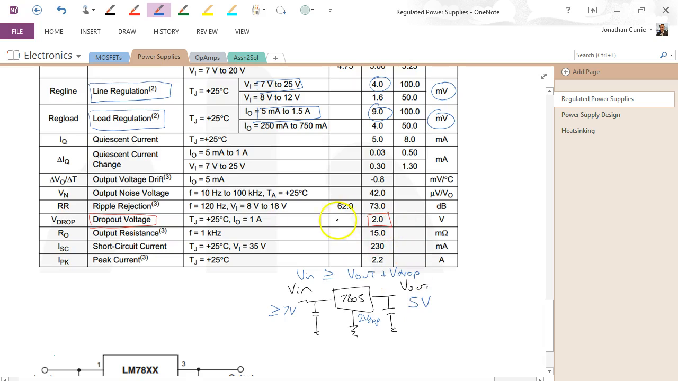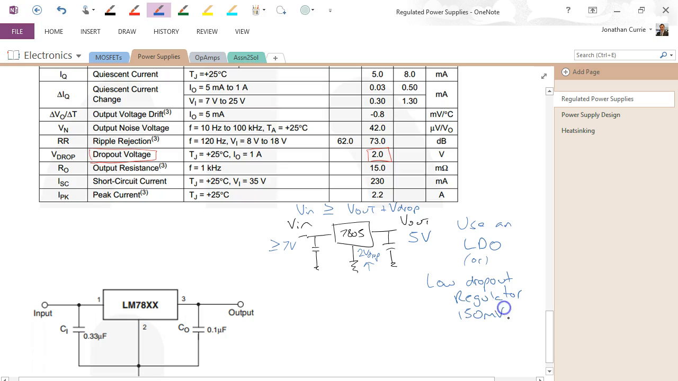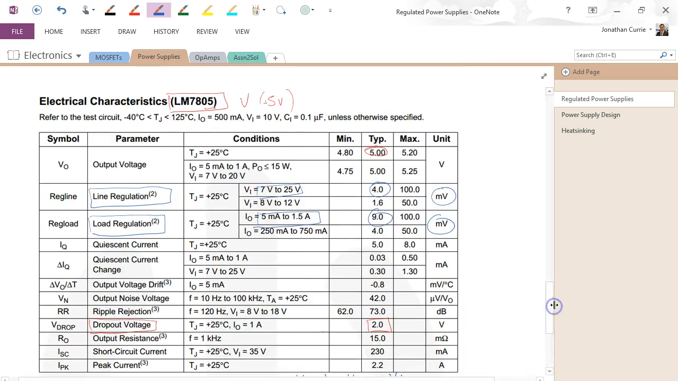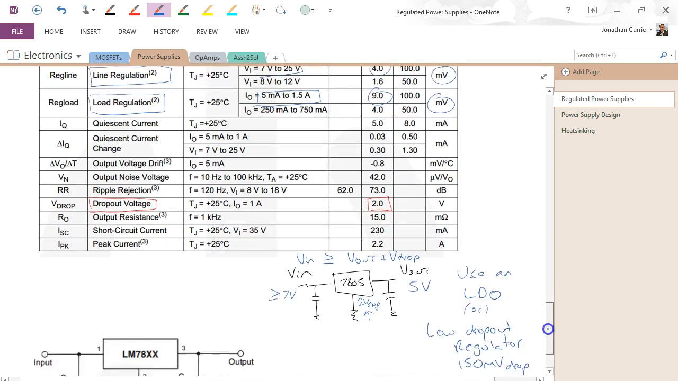Alright, so the volt drop is a very important parameter when it comes to calculating what your input voltage range should be. And the solution is, if that 2 volts is too much, then use an LDO, or low dropout regulator. We can get those with, for example, 100 millivolts dropout across it. That's fairly common. So these are quite old devices, 7805, but they're quite robust and they can supply quite a lot of current. And they've got quite a nice large operating region that they can operate in.